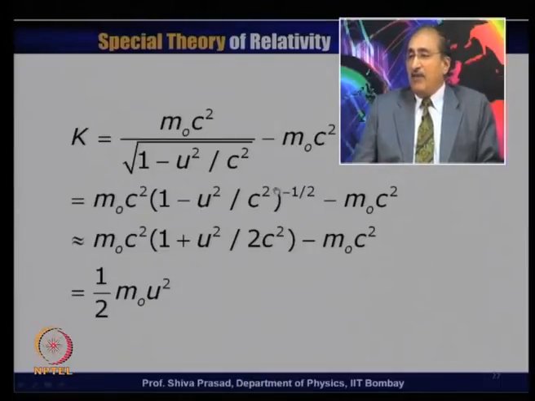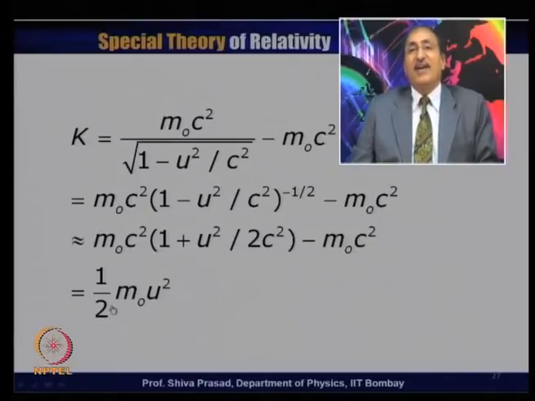When I expand here, because there is a minus half, this will become plus half. So this will become approximately m naught c square multiplied by 1 plus u square by 2 c square, under the limit that u is very small in comparison to c. This minus m naught c square is the kinetic energy. If you expand this, you get this m naught c square, which will cancel with this m naught c square. The c square in the second term would cancel with this c square, and then you will just get half m naught u square, which is the standard classical definition of kinetic energy.